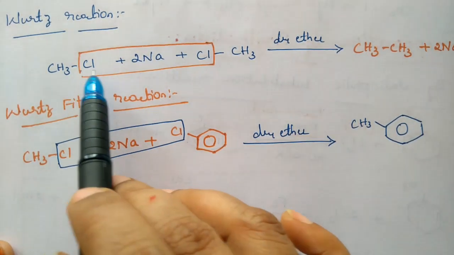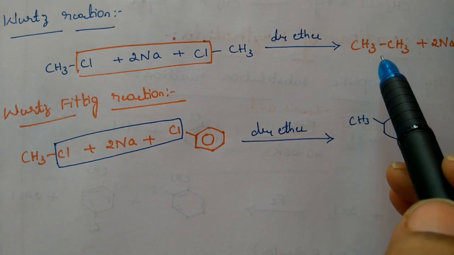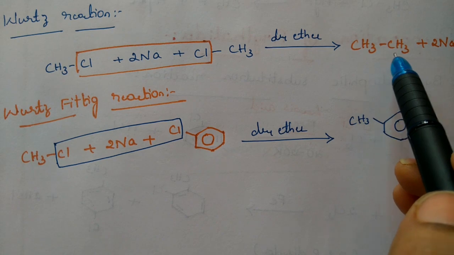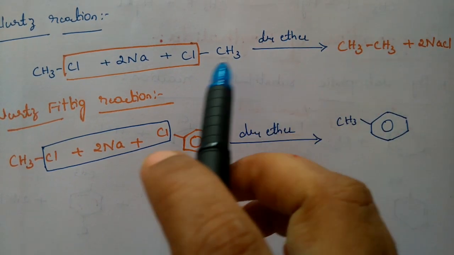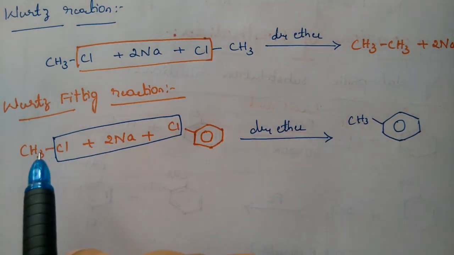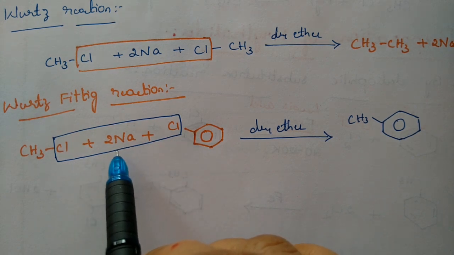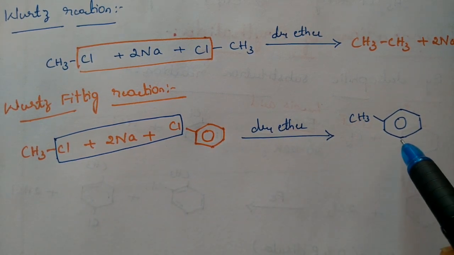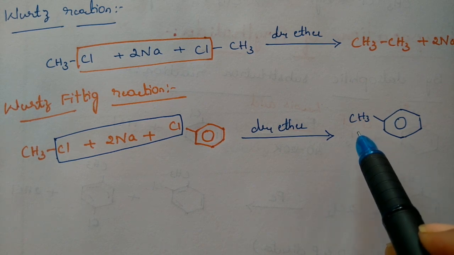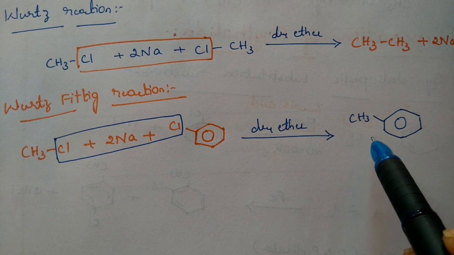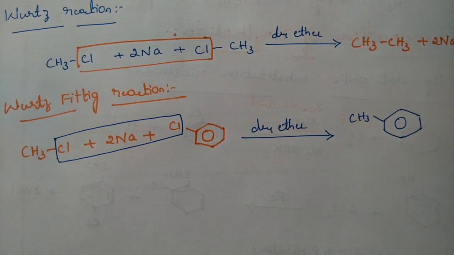In the Wurtz reaction, an alkyl halide treated with sodium in the presence of dry ether gives a higher alkane with the elimination of NaCl. Likewise, in the Wurtz-Fittig reaction, an alkyl halide and an aryl halide react with sodium in the presence of dry ether, and you'll get an alkylbenzene, that is methylbenzene, or by the common name toluene. That is what the Wurtz-Fittig reaction is.